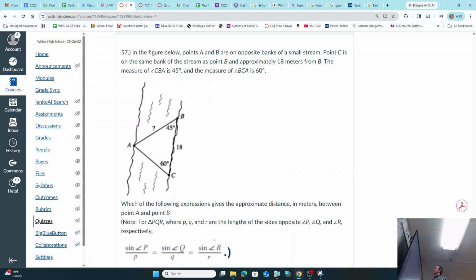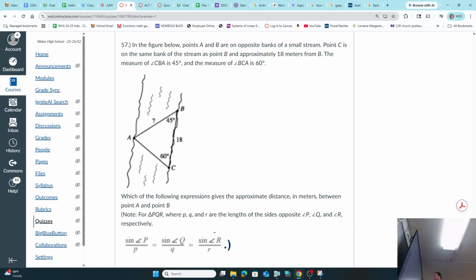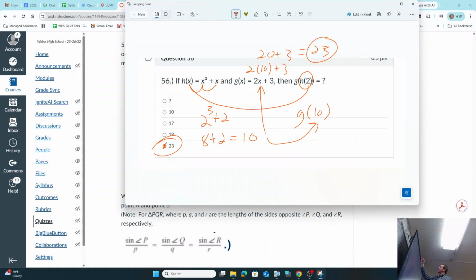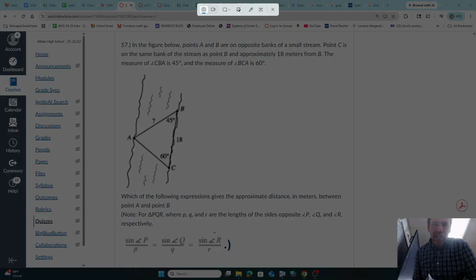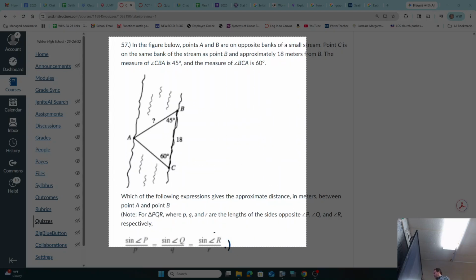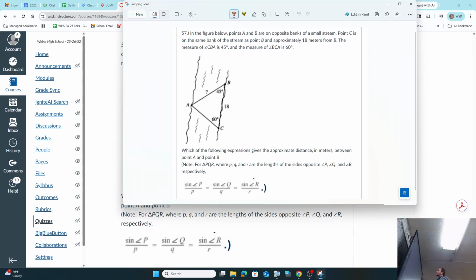Okay, 57 is using the law of sines, which I have not taught you yet. I'm sorry, we didn't get to the law of sines, but the formula's there. So here's our formula here. So here we go. We have to first find this angle first.